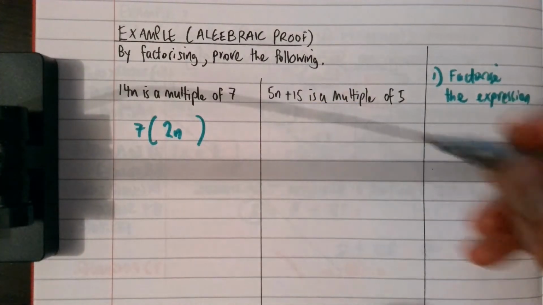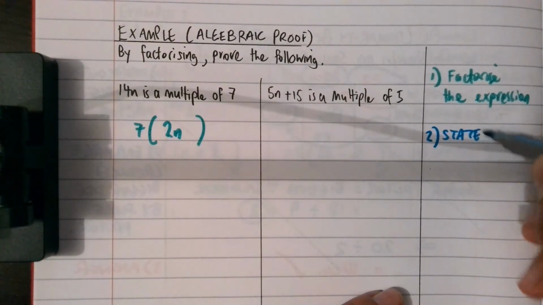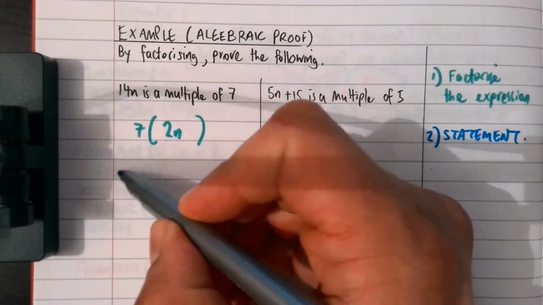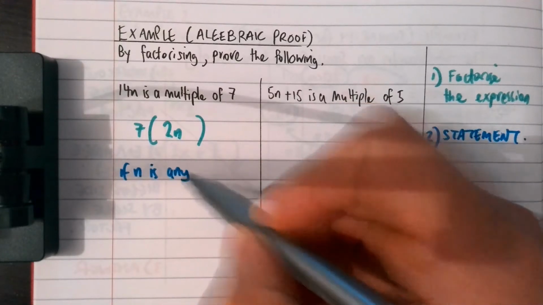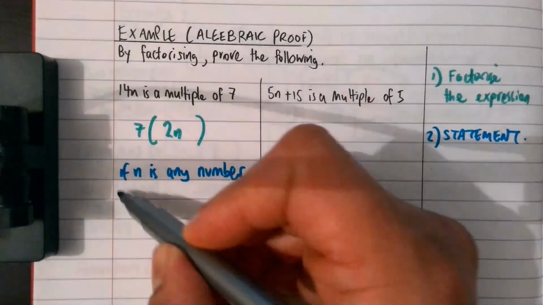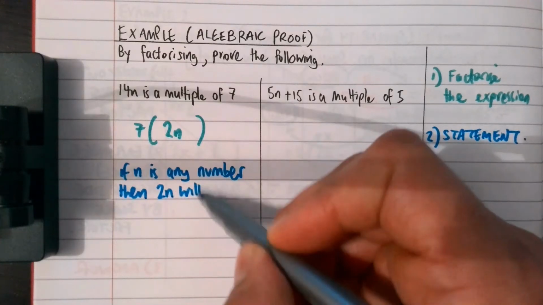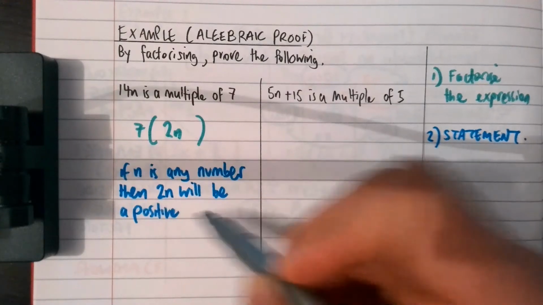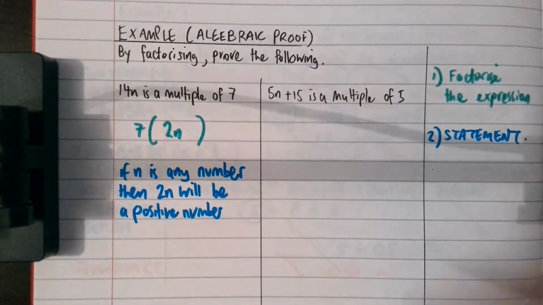Right, then we've got to write our statement. And what we're trying to say is that expression 14n will always be a multiple of 7 for any n that is an integer. Yeah? So if n is any integer, that means it can be odd or even. Multiplying it by 2, making it 2n, will confirm that it will always be a positive and even integer. Yeah, it'll be a positive number and even. I should have written that bit.